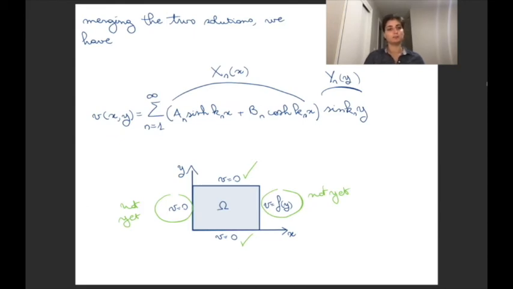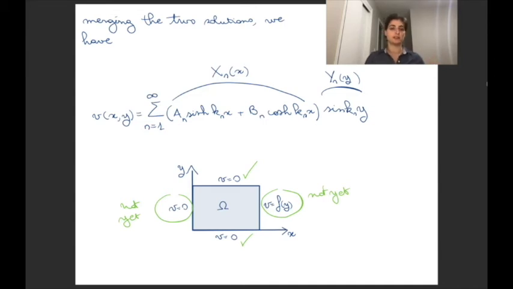So now we can merge these two solutions. And we can write that V(x,y) is an infinite sum of all the Xn's times all the Yn's, one by one matching. So it's an infinite sum for n equal to 1 to infinity of sine kn y multiplied by the sum between a hyperbolic sine and a hyperbolic cosine, both applied at kn x with different coefficients in front.